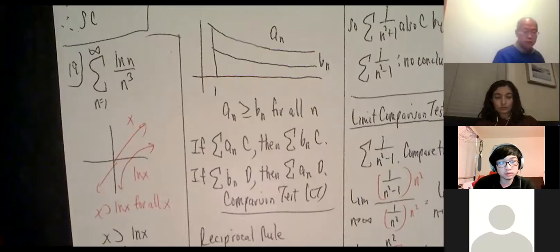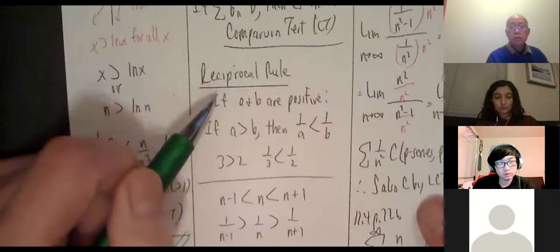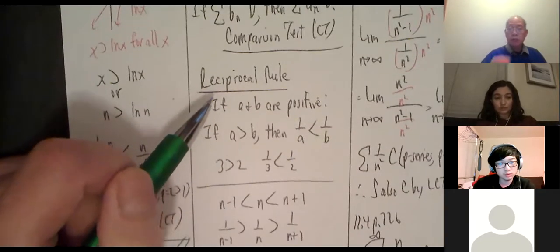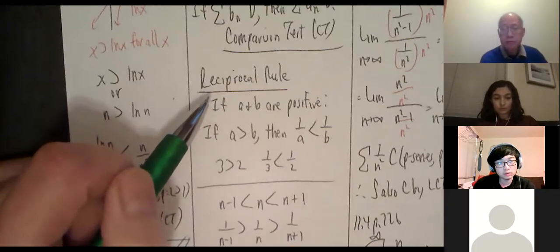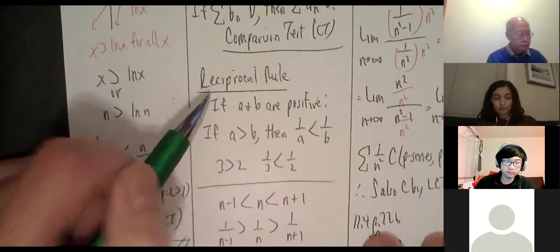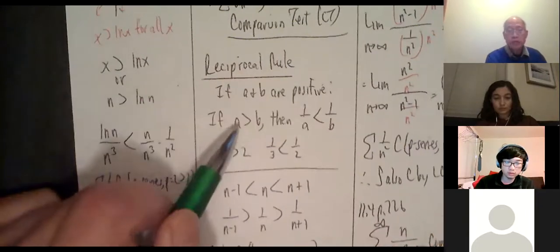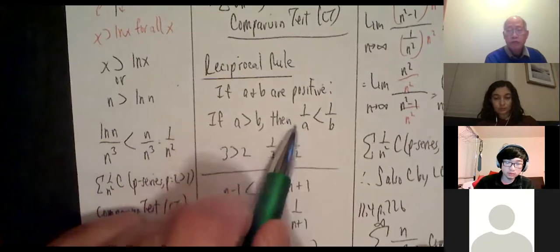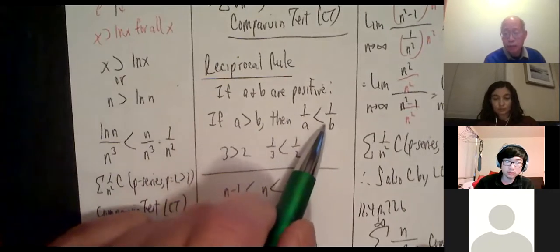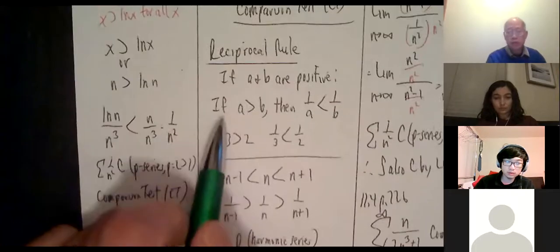Okay. All right, so before I do any of the homework problems, I'll start off with some examples and some rules to follow. Okay, so first I want to talk about something called the reciprocal rule. You sort of already know it. Okay, if A and B are both positive, if A is bigger than B, then 1 over A is less than 1 over B, right? The reciprocal is reversed.